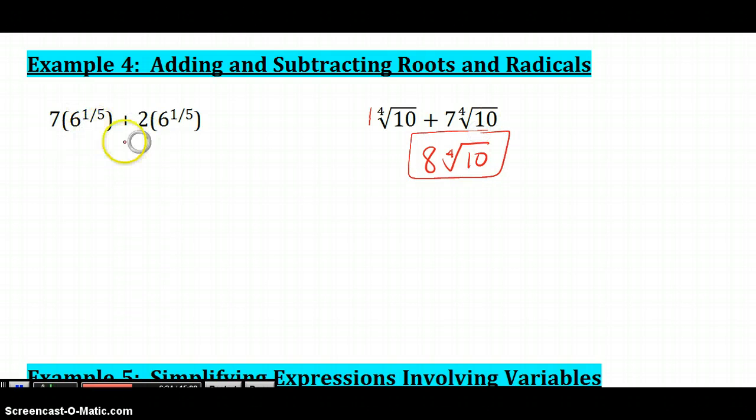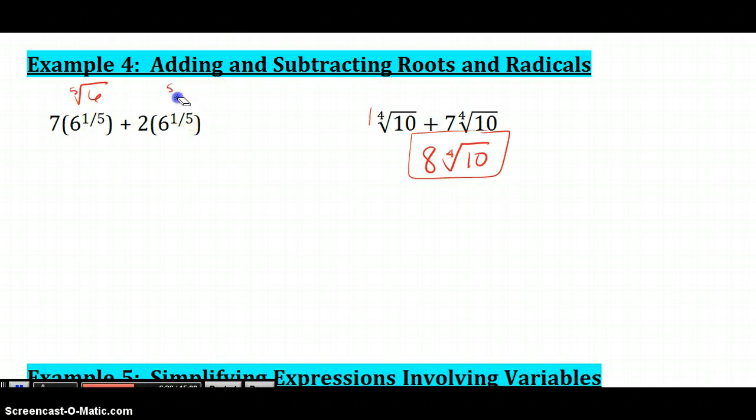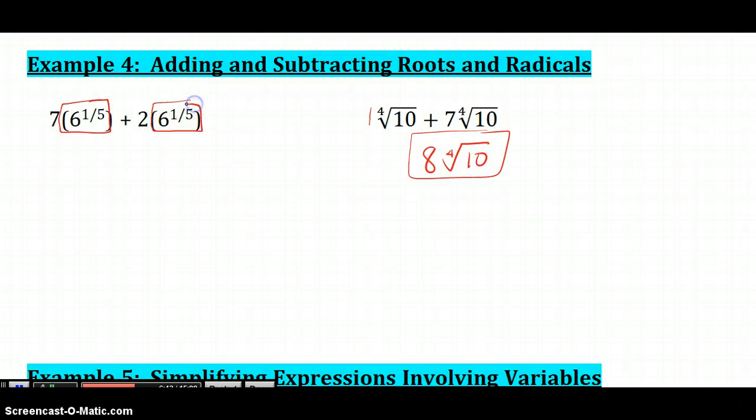Same concept goes over here. Remember that 6 to the 1/5 is another way to write the 5th root of 6. So really you're doing the same thing, it's just written a little bit differently. So this 6 to the 1/5 is a term, and you have 7 of them plus 2 of them. So when you add them, you have 9 6 to the 1/5.